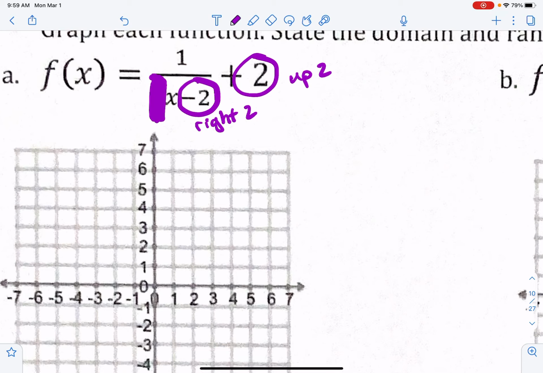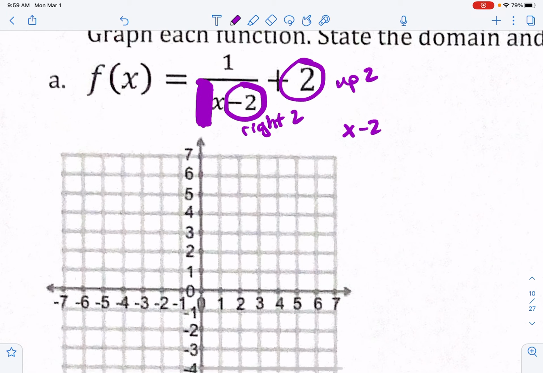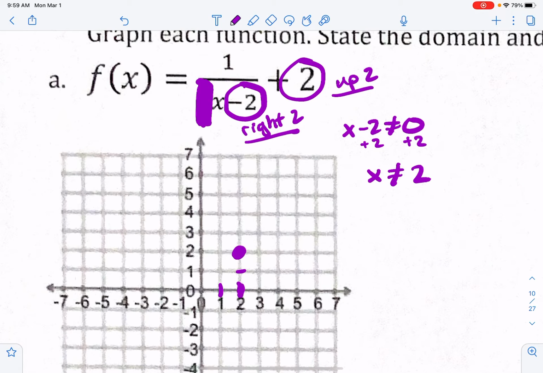Or if it helps you to think about it, x minus 2 can't be 0. So if we add the 2 over, that means x can't be 2. So we've got a bad place at 2 right here, and up 2. Right 2, up 2. This is where my dot is, and that's where my asymptotes are going to cross each other. So there and there. And he's just going to look like boomerang-y things here and boomerang-y things there.